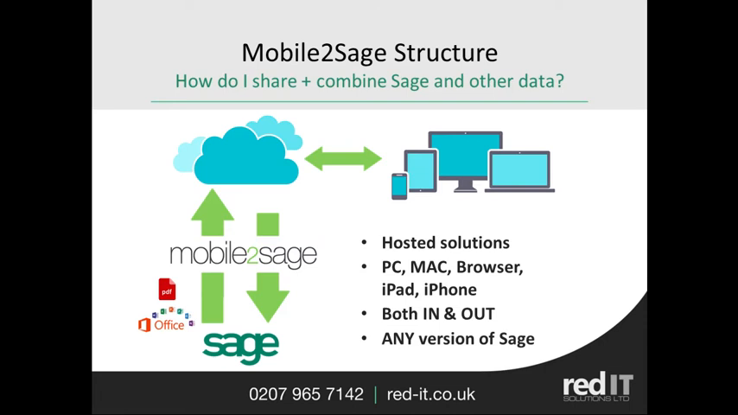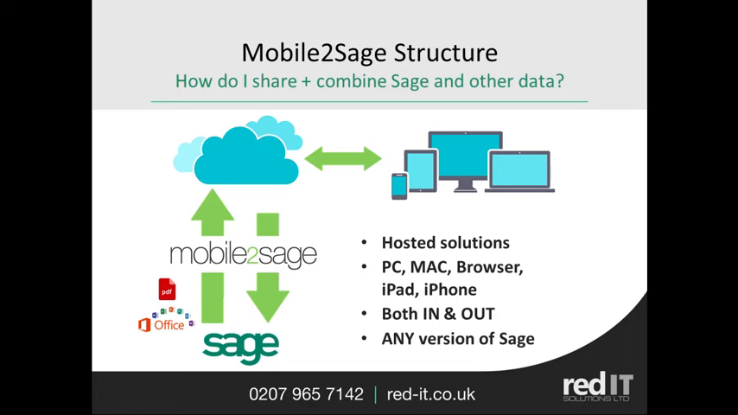So what is Mobile2Sage? Well, Mobile2Sage is a solution which allows you to share information with mobile devices either within your office or externally. Now, most companies will want to share things like their accounting information such as Sage and some of their other operational information, which will be held in things like office documents like Excel or Word, or they might have some contracts in PDF format.